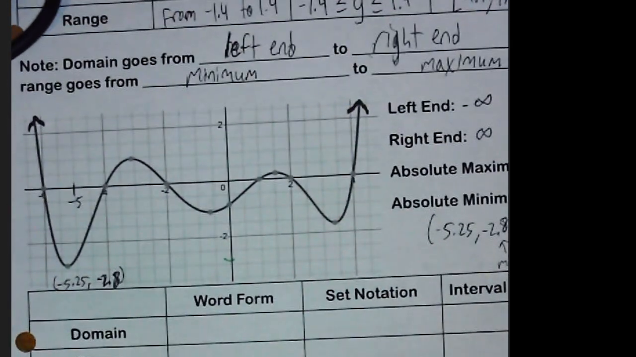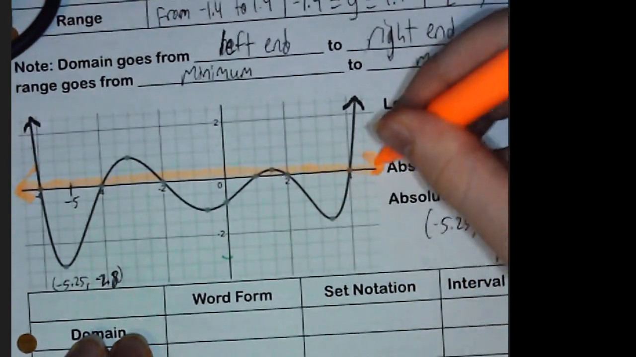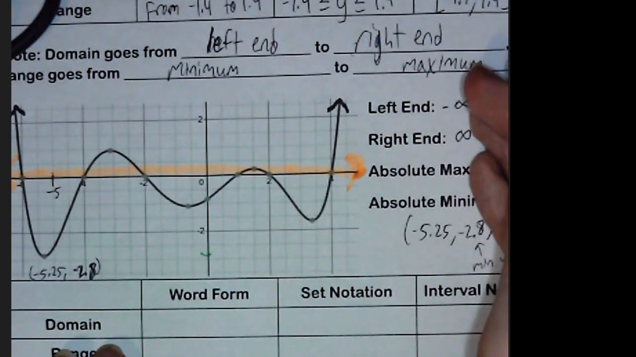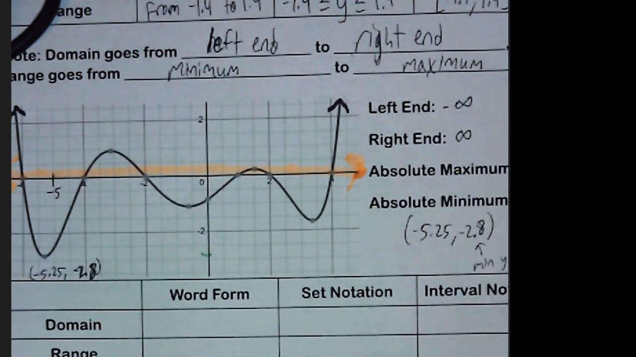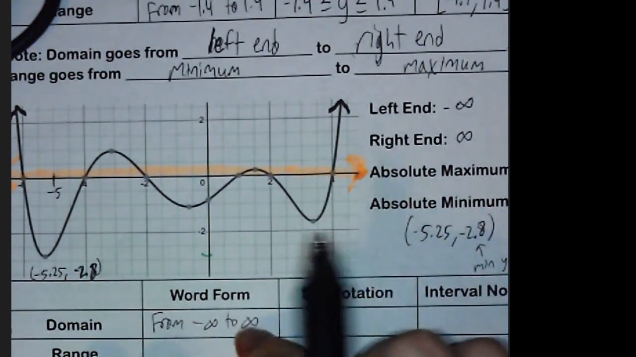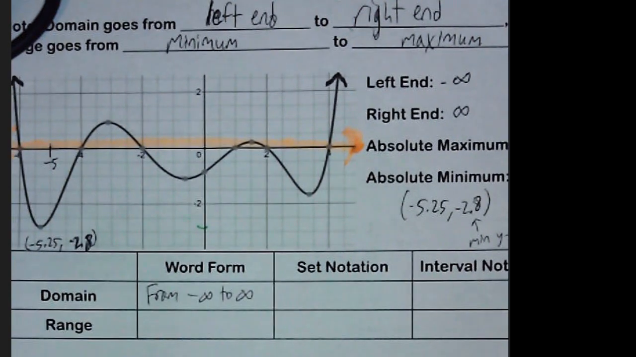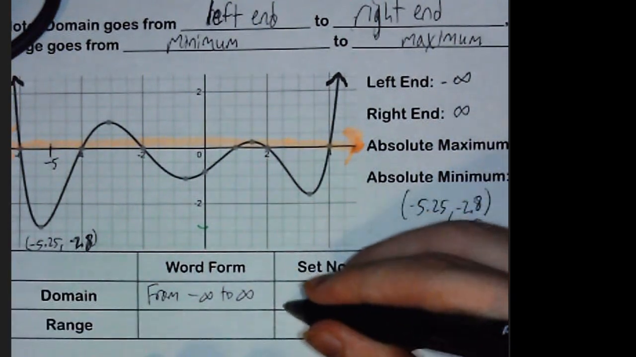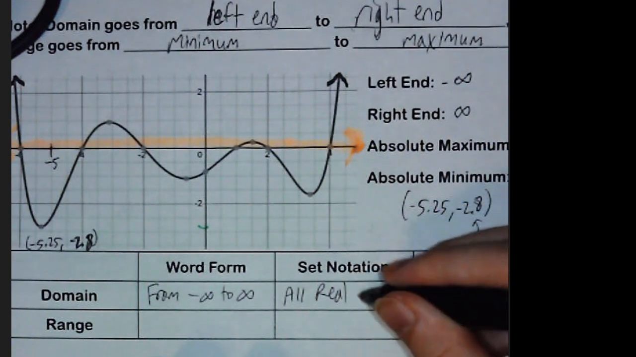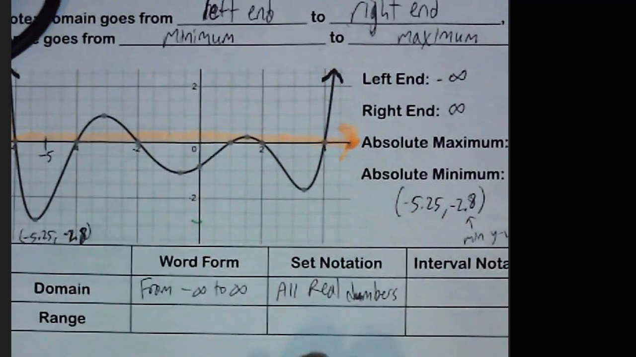So the domain is going to start all the way left, and it's going to keep going all the way right. It's going to go from our left end, which is effectively negative infinity, to our right end, which is effectively positive infinity. Now, because we have two infinite bounds, we don't want to include infinity in our set notation. When we have an infinite bound, we either want to write it as a single inequality if there's one infinite bound. But if it's infinite on both sides, then we write this as all real numbers.